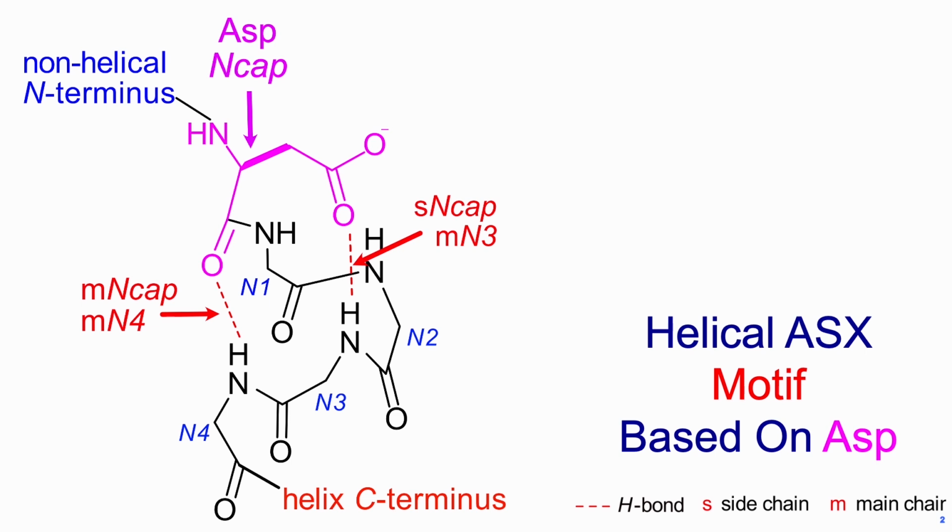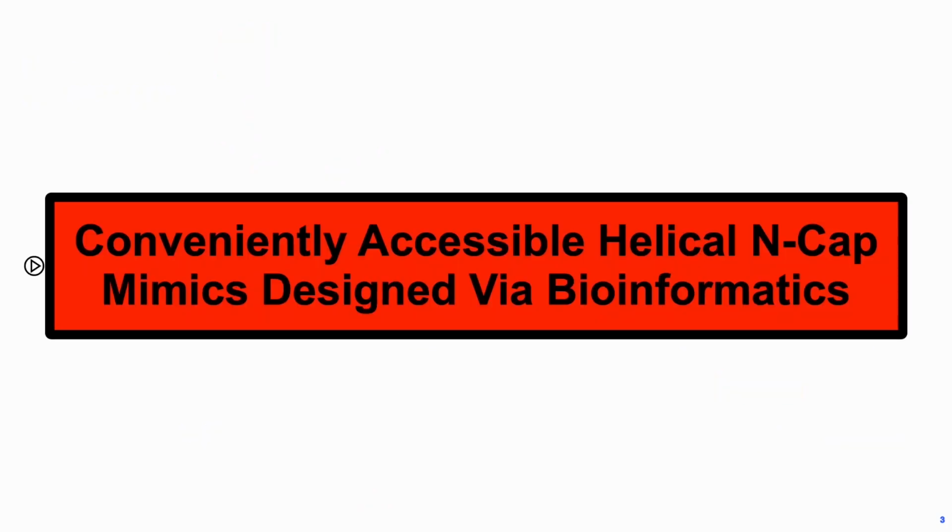N3 hydrogen bond interaction, where the end cap residue is the last one in a non-helical phi-psi orientation before the helix actually begins. The second hydrogen bond involved is a main chain end cap, main chain N4 interaction. I'll talk about how these are conveniently accessible end cap mimics, and they were designed from this bioinformatics study.